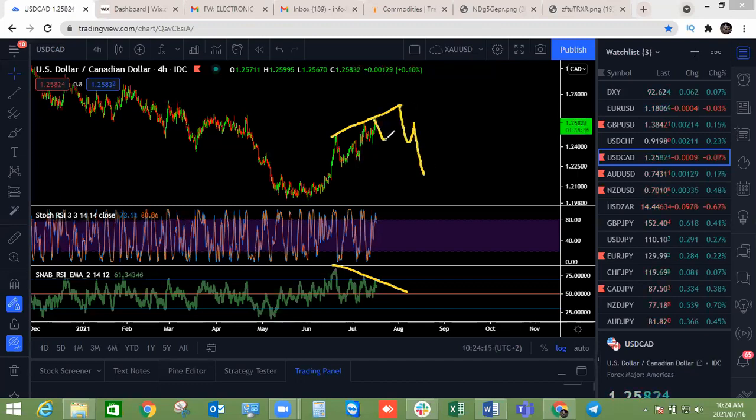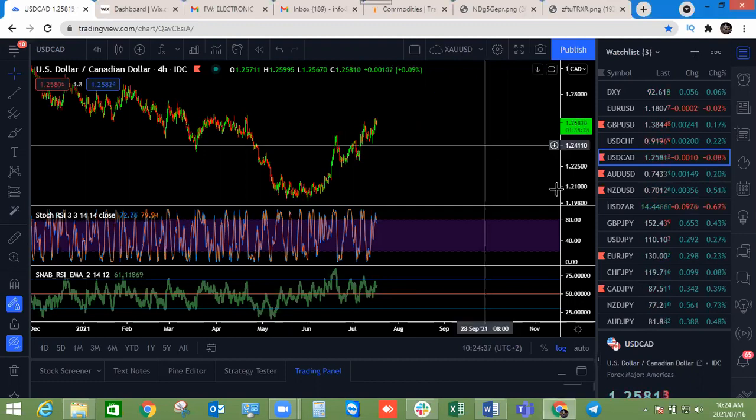So we can get this one pulling back like that, and then upside. It won't be that deep. The pullback shouldn't be that deep. It should be just up to around the 50%. Okay, the deeper one like that. So that is US dollar CAD, but upside now.